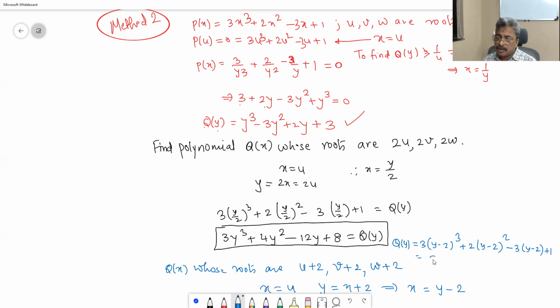Simplify, you get 3y cube minus, what is the solution? Answer: 3y cube minus 16y square plus 25y minus 9. That is your answer. Okay, we will keep playing with them.